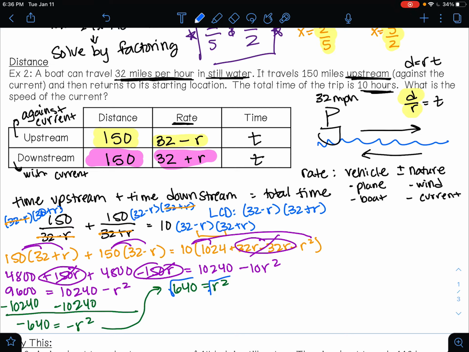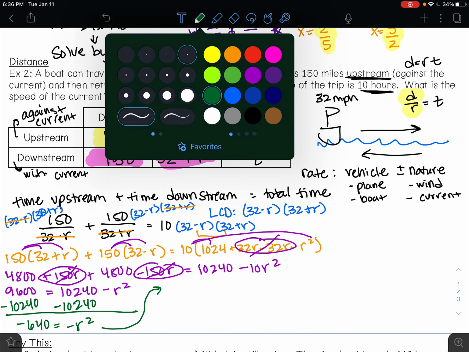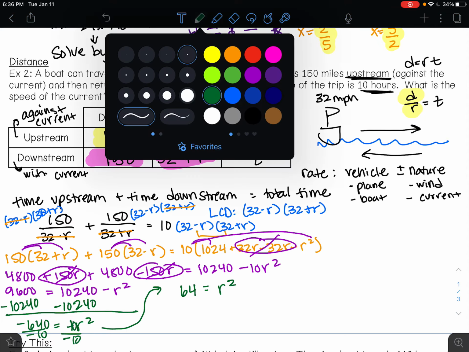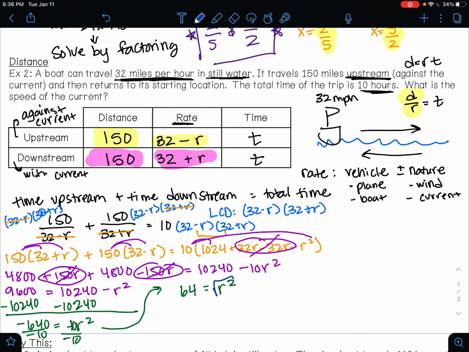Oops. I just noticed. Let me fix that. This should have been a negative 10r. So I'm going to have to divide both sides by negative 10, not by just negative 1. And when I do that, I'll get 64 is equal to r squared. And then I can undo the square by taking the square root. Whenever you take the square root of a number, it's always plus or minus. The square root of 64 is plus or minus 8.